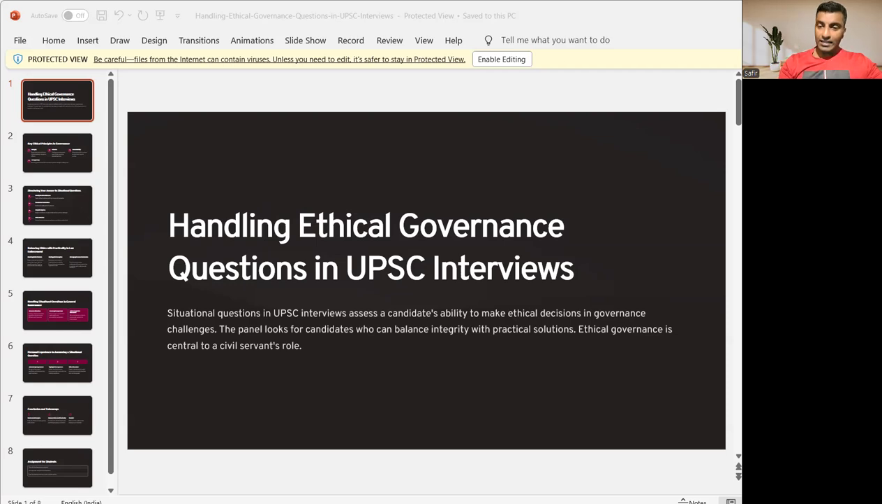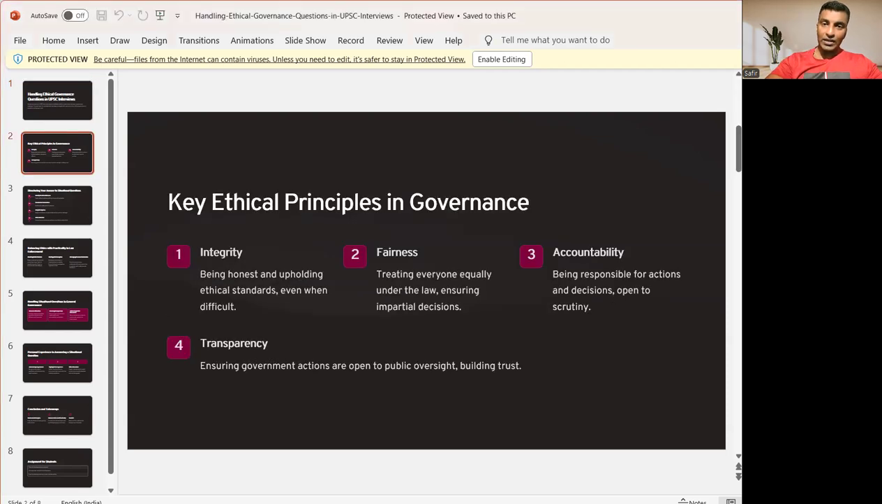So these are the things we are going to focus on, and we can quickly cover this. As we already discussed situational questions, the format and structure almost remain the same. The situation will change; here I'm going slightly specific to ethical governance. So we will move slightly faster here compared to the previous discussions. When answering situational questions related to ethical governance, it's very important to have a clear understanding of the ethical principles that guide civil servants.